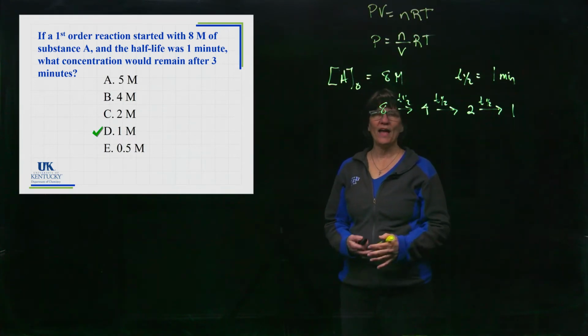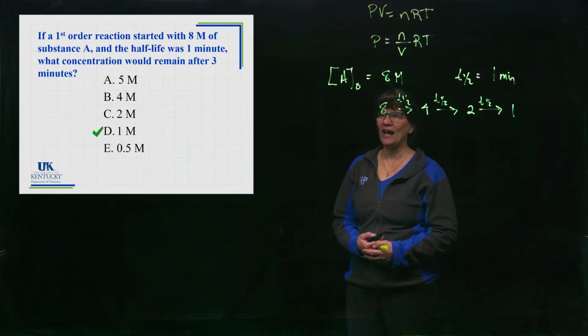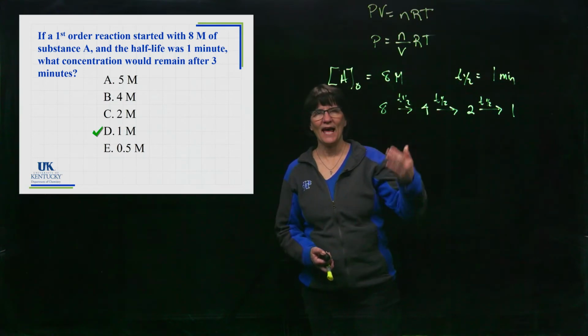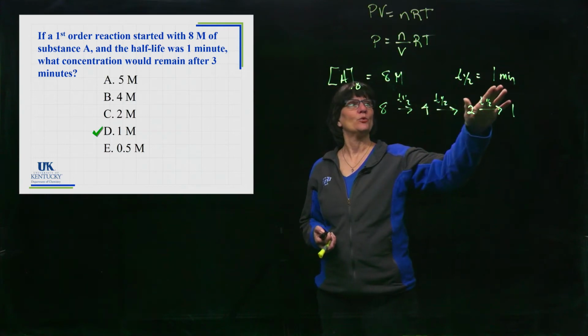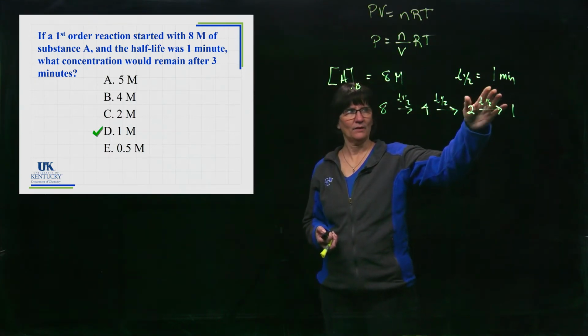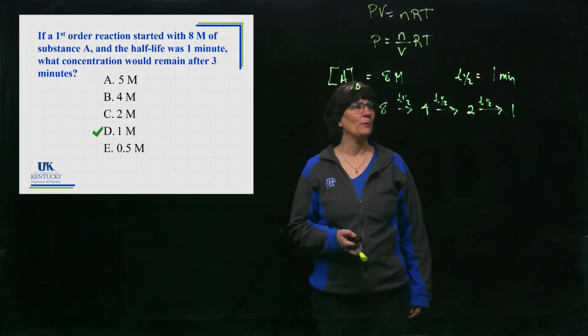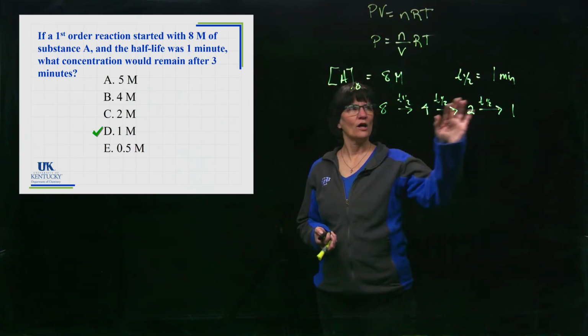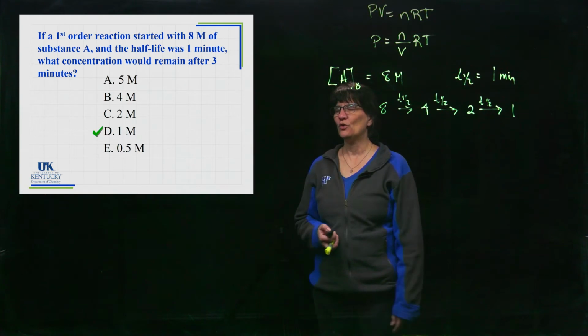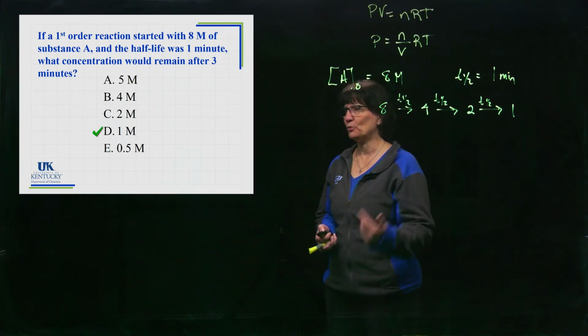So when you know what the half-life is, you can figure out how much you'd have remaining by seeing how many half-lives that is, as long as it's a direct multiple of that, okay? If I said how much is going to be remaining after 2.5 minutes, now you can't do it that way. But as long as it's a multiple of this, then you can just cut it in half as many multiples as you need to.